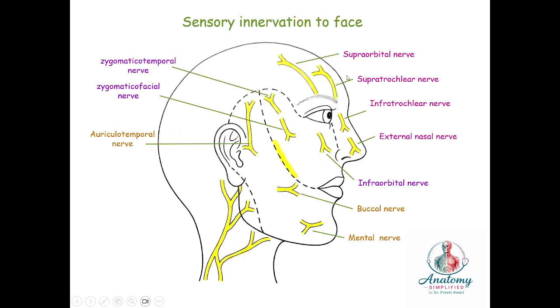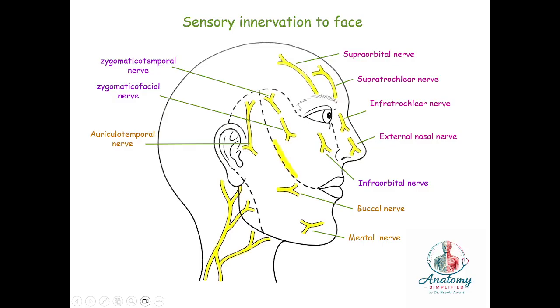Here I have tried to show you various branches of trigeminal nerve supplying to the face. First, we'll see branches of ophthalmic division. There are 5 branches. I showed here 4 only. So we have supratrochlear, supraorbital, lacrimal, infratrochlear, and external nasal branches of ophthalmic division.